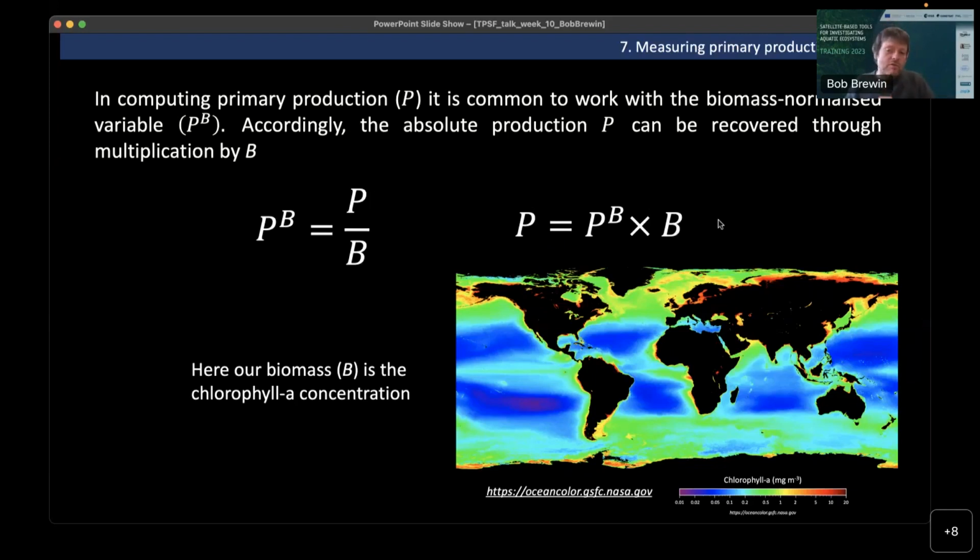One of the key reasons we do this is because we can get good, accurate estimates of chlorophyll concentration from space. So we can use our biomass as a scaling factor if we know the biomass normalized primary production. Okay, so I'm now going to work a little bit with PB rather than with P, so production normalized by biomass.